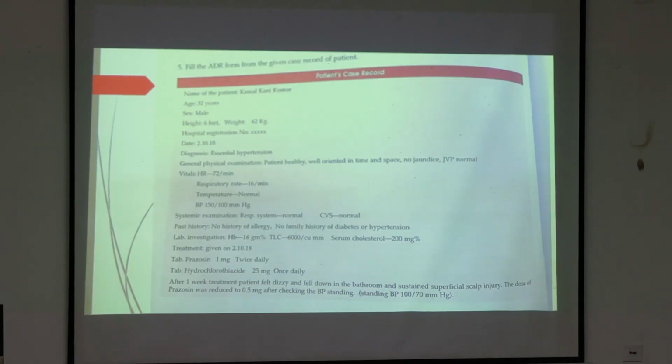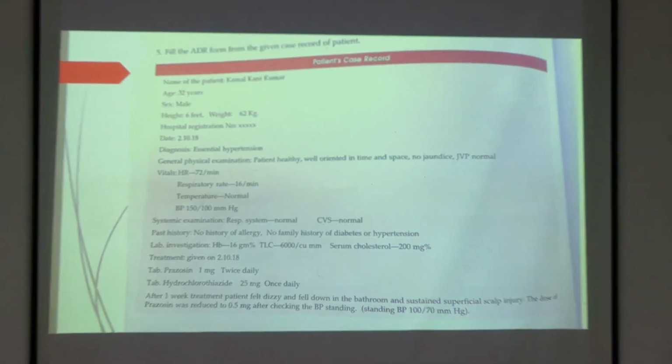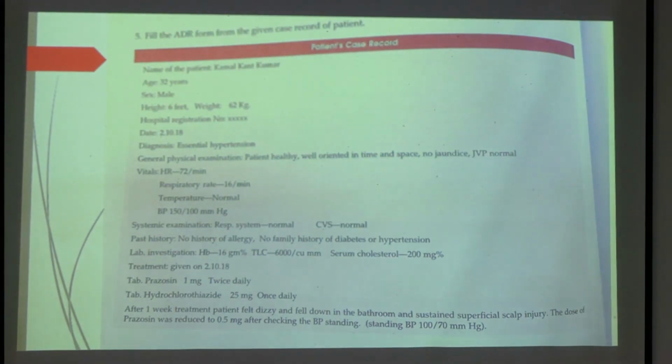So name of the patient is Kamal Kant Kumar. Age is 32. Male, 6 feet. Weight is 62 kg. Okay. Date of hospitalization is 2/10/2018. And diagnosis is essential hypertension. Okay. Then the general physical examination.